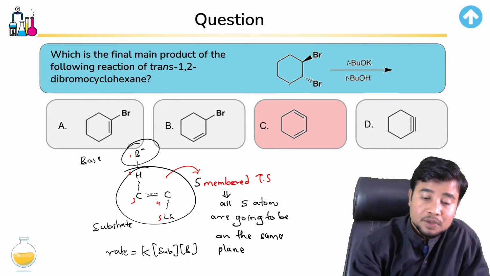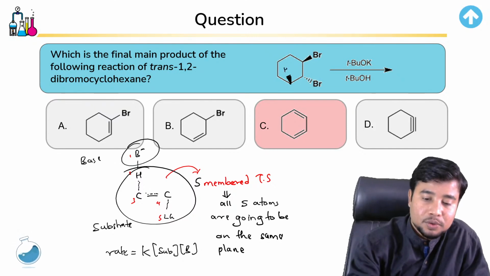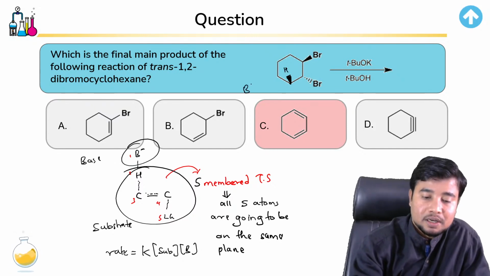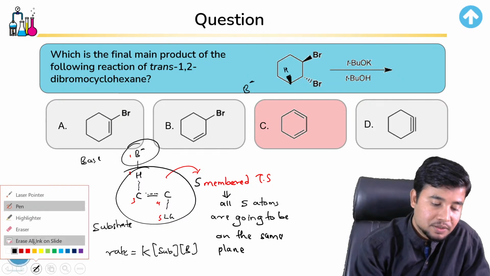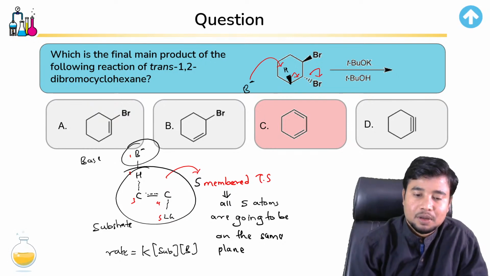Then which hydrogen? There would be one more hydrogen. Where? Over here. Now the other hydrogen, which is exactly in anti position to this bromine on the bottom, is going to be the one which would be taken out by the base. And if that happens, it would abstract this hydrogen, cause a double bond to be formed, and this Br would leave.